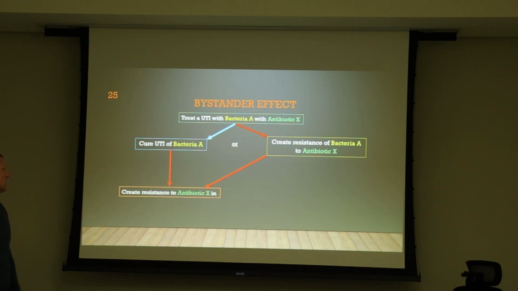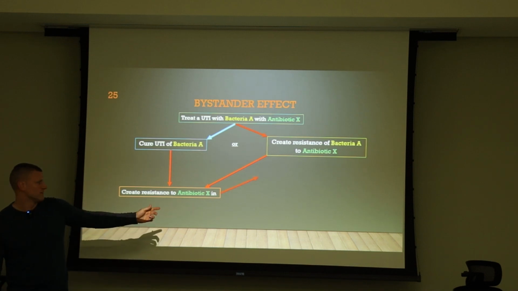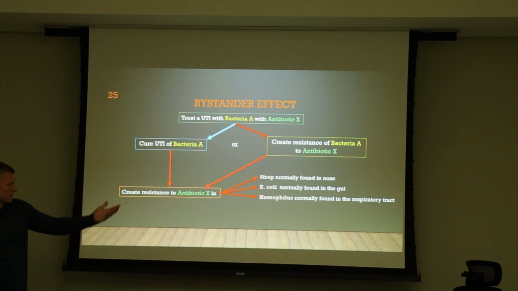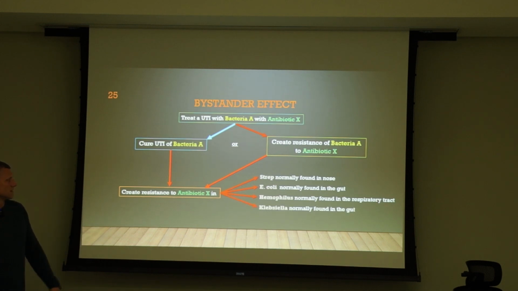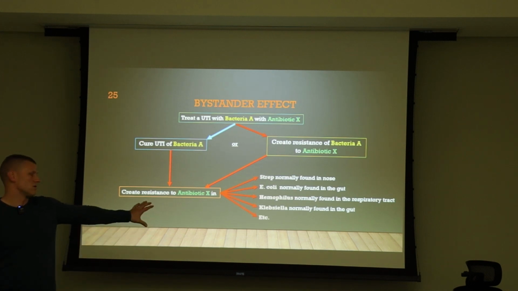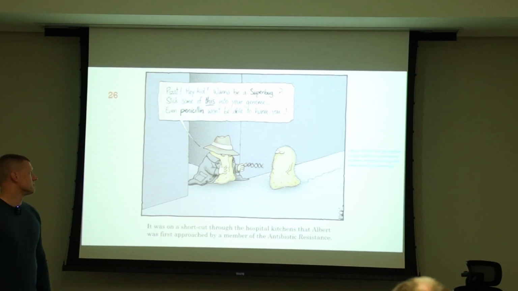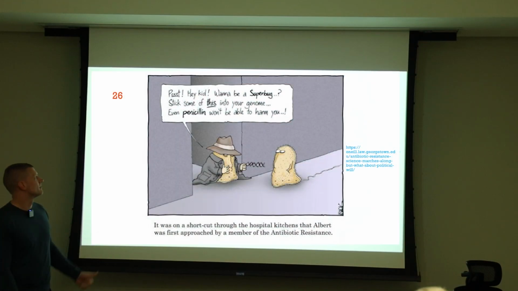But you can have resistance to antibiotic X in, arrow, strep that's found in the nose, E. coli in the gut, Haemophilus in the respiratory tract, Klebsiella in the gut, and et cetera, et cetera. So that's where we get the resistant bugs, not so much the stuff we're actually treating. So this is kind of proving that.